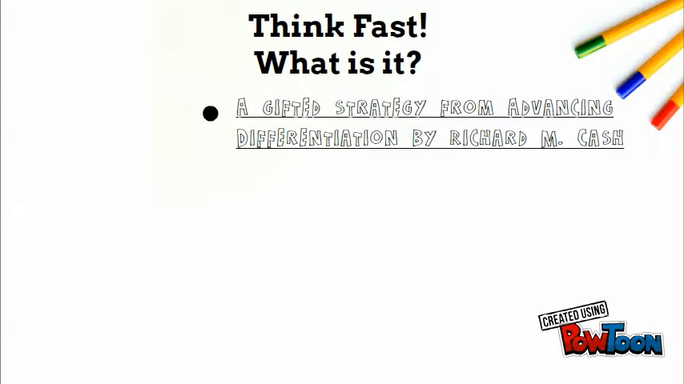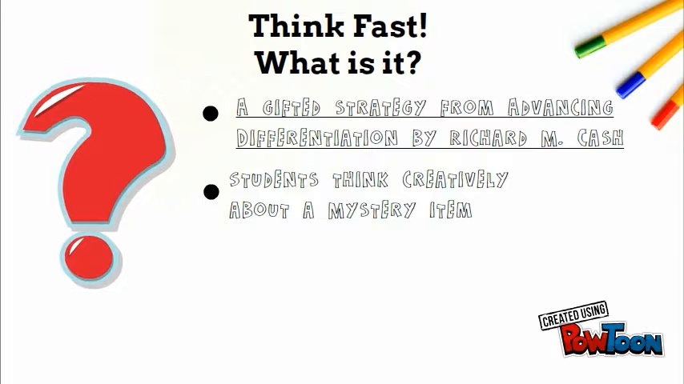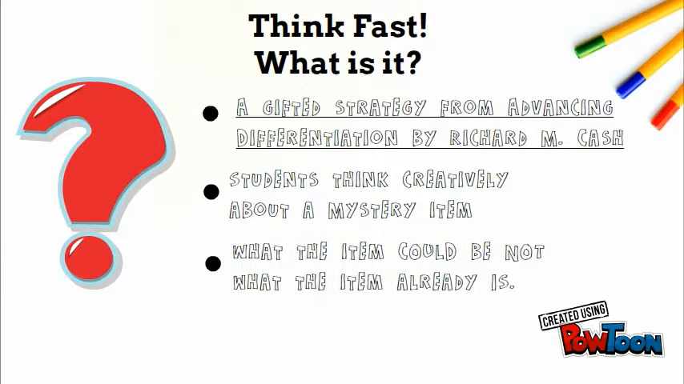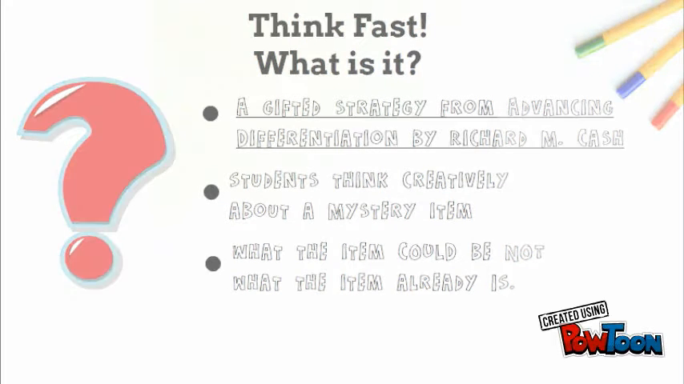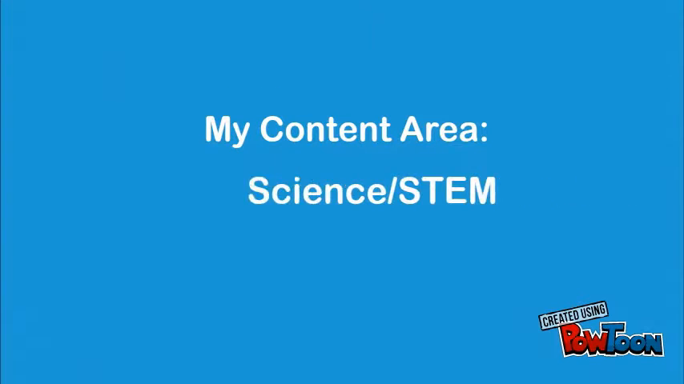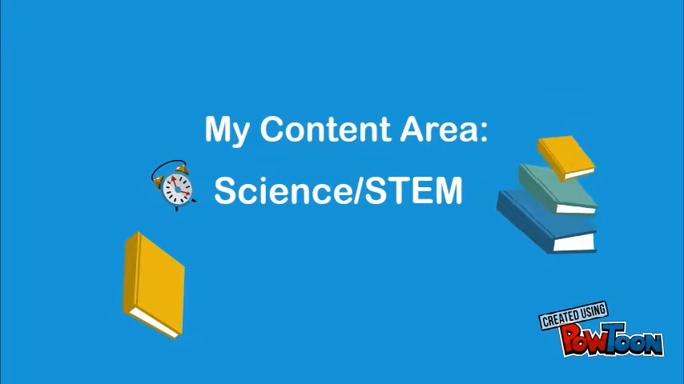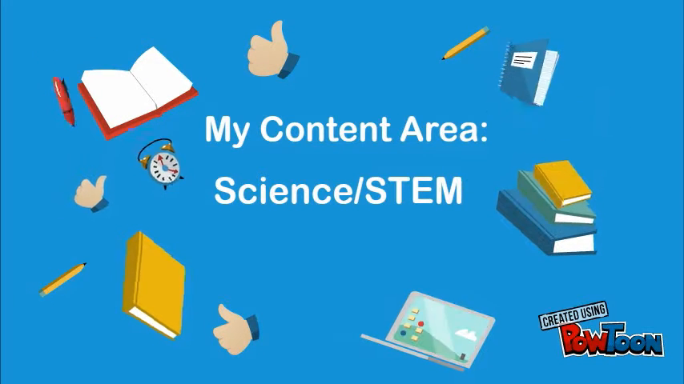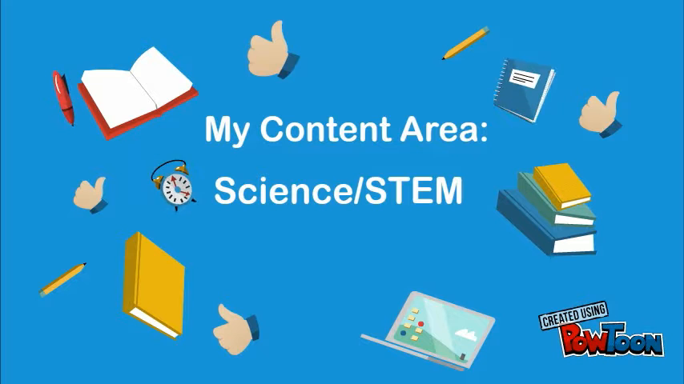Think fast. This is what I used in my classroom to boost creativity. It's a gifted strategy from Advancing Differentiation by Richard M. Cash. It's where students think creatively about a mystery item, and then they tell you what the item could be, not what it already is. The way I used it in my classroom was before a STEM activity. It was a way to boost creativity and get those juices flowing.